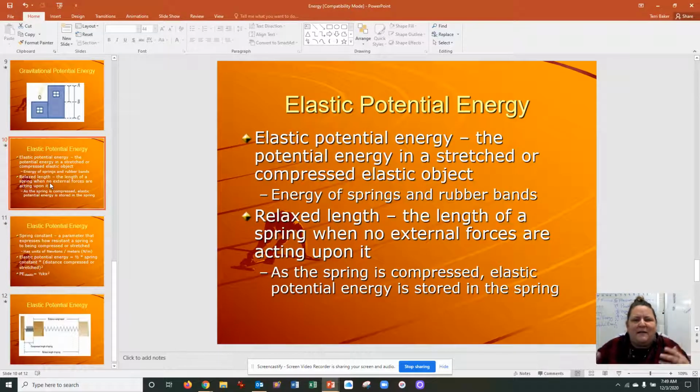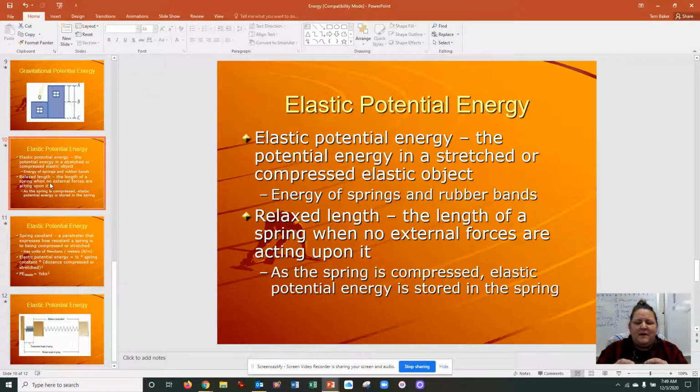So now we're going to talk about elastic potential energy. We had gravitational potential energy, or the potential to do work. Now elastic. If we have something that is stretchy, like let's go with a spring, or an elastic or rubber band, something that can be stretched and compressed. It's the potential energy in a stretched or compressed elastic object. The spring has energy. It wants to either collapse or pull. The relaxed length is the length of a spring with no forces acting on it. It's just the resting length.